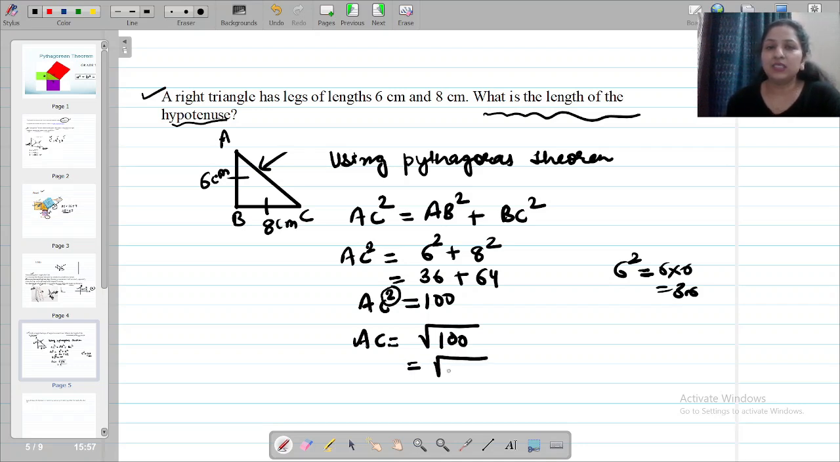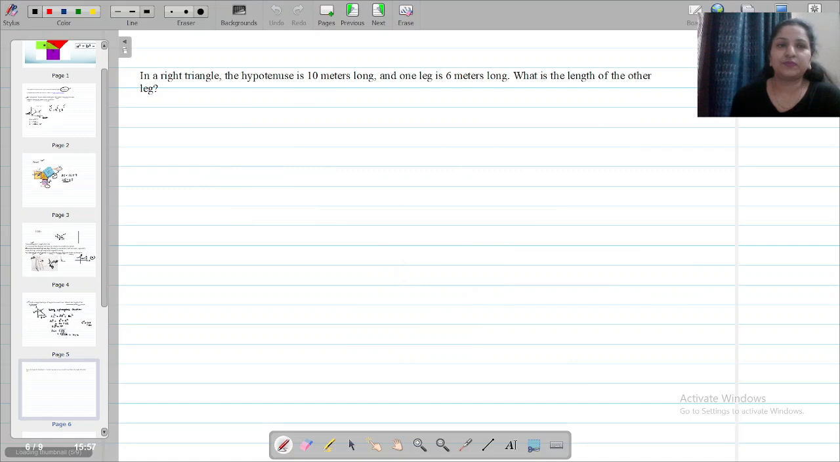So this is under the root 10 into 10. Two similar numbers, under root cancel, 10 cancel and only 10 will be left out. So the value of AC is 10. Don't forget to write the unit. Units mentioned here are centimeter. So answer is 10 centimeter. Easy enough. Let's move to another question.